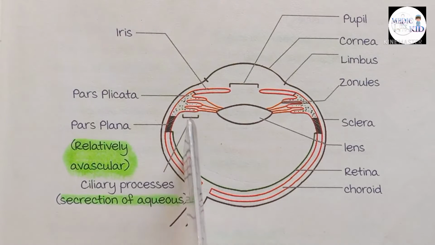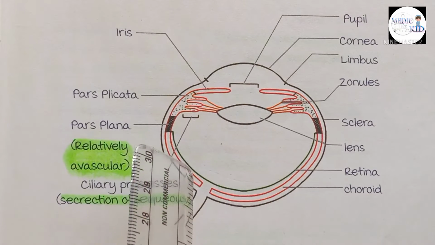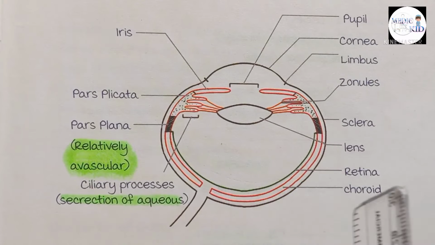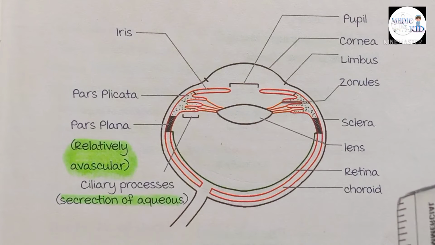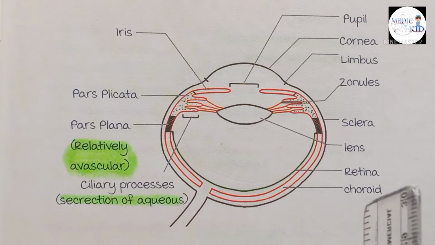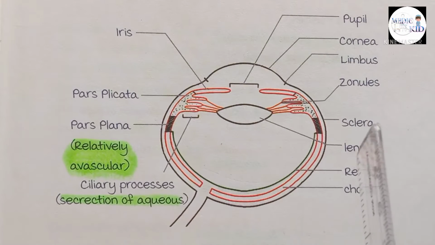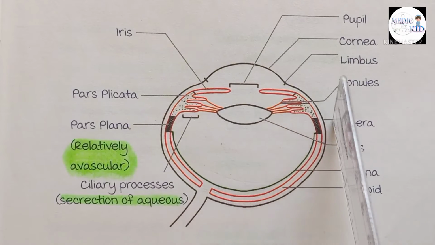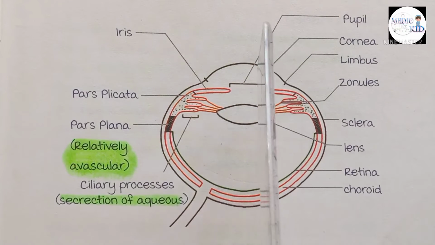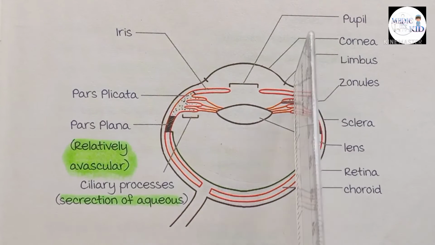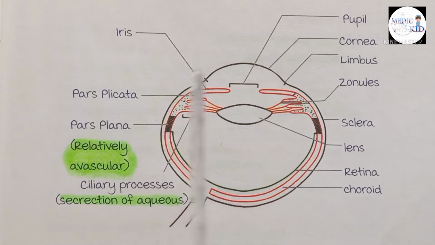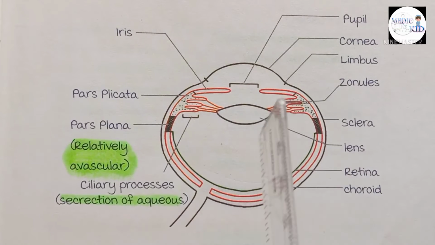Now the innermost layer, this green line, is our retina. So these are the basics of the eye. We have already learned about the cornea. Now we are going to learn about the sclera and the junction between the cornea and sclera, which is the limbus. So let's see the sclera and limbus.